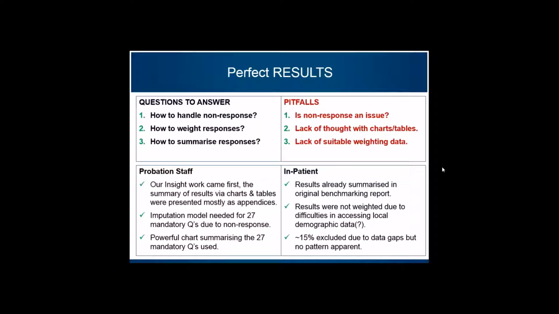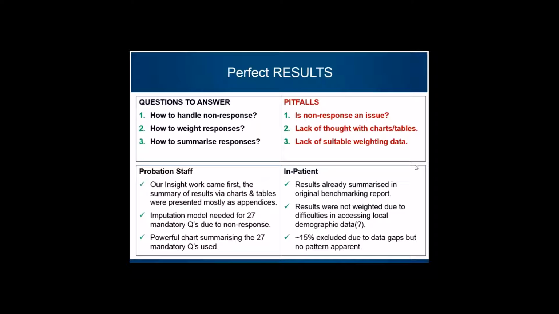We had issues with non-response with the probation staff, and that meant we used an imputation model. Now, this is a statistical approach to try and fill in the gaps. It is valid under some circumstances, it's not valid in all circumstances. The main reason for not doing it is if there's no pattern to the non-response. So if you find, for example, the people that are not bothering to respond are those that tend to be dissatisfied, then you've got a pattern there, and you can exploit that pattern with an imputation model.